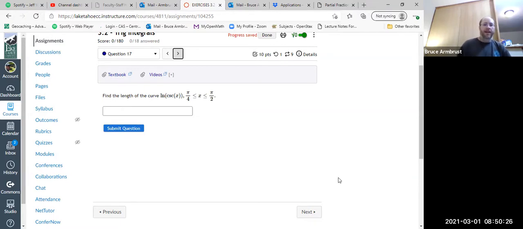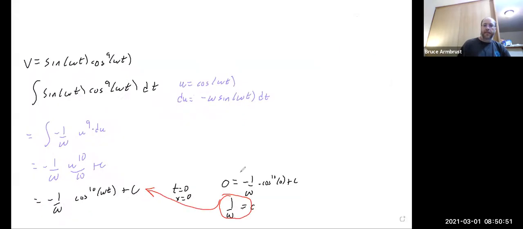Ooh, find the length of the curve, natural log of cosecant of x from pi over 4 to pi over 2. Oh, that one looks fun. All right. So this one, we have to remember how to do arc length. So quiz for class, how do you find arc length? What do we integrate?